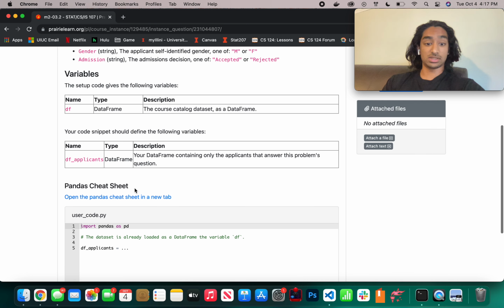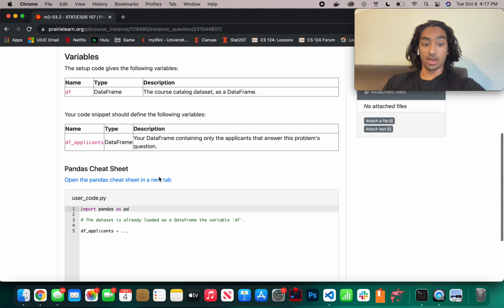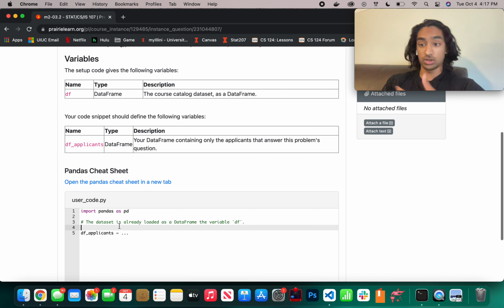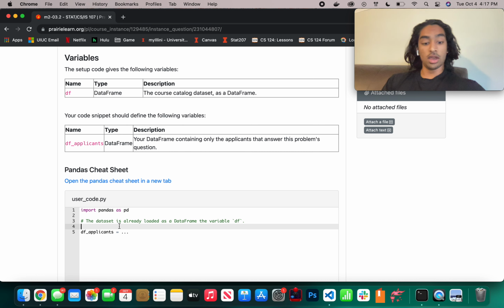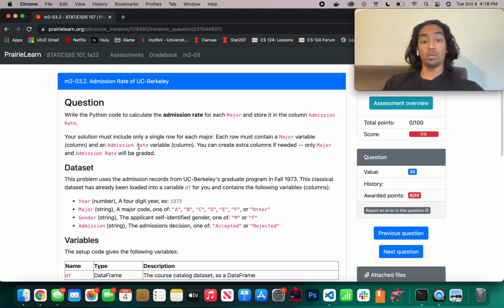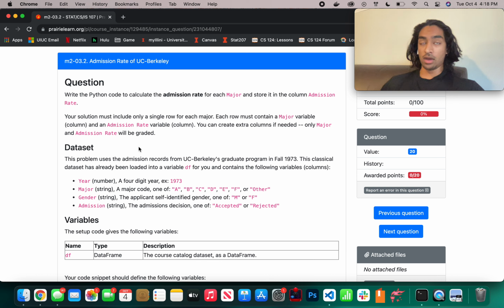So right now we need to store this into DF applicants. And the DF has the original data frame information. So I'm going to start by commenting, and you're going to really talk through the problem and try to understand what I'm writing before I start coding. So when looking at an admission rate, what that means to me is that we need to find the total number of people who were successes divided by the total population. So in this case, that's going to be the students that were accepted into UC Berkeley divided by the total amount of students.